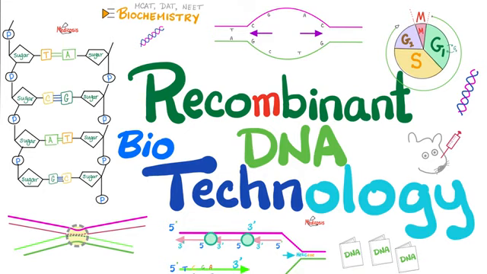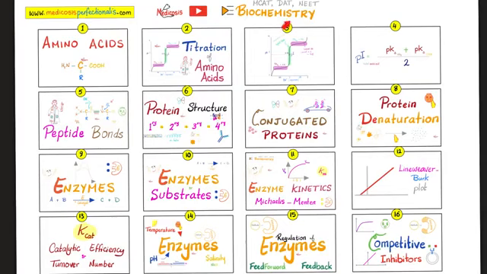In previous videos, we talked about DNA versus RNA, purines versus pyrimidines, nucleosides versus nucleotides. We talked about DNA replication and DNA repair. Today, we'll take it to the next level. We'll talk about recombinant DNA technology. We'll talk about PCR, DNA sequencing, DNA libraries, and even knockout mice. So let's get started. Please watch the videos in this biochemistry playlist in order.